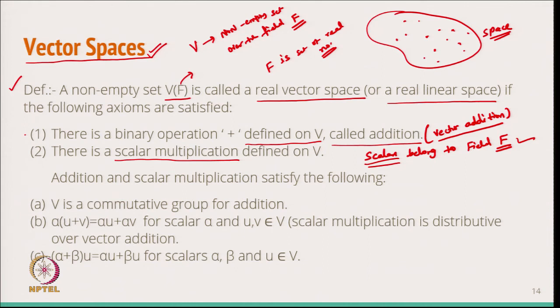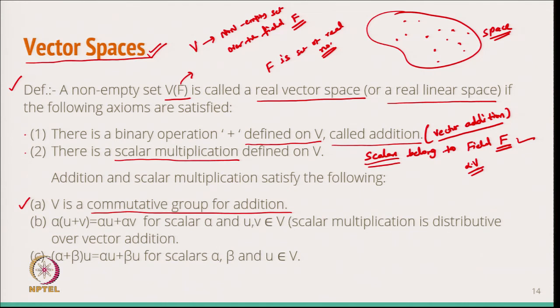The vector is already there. Scalar multiplication means I multiply a scalar, suppose we call it alpha, with a vector V. That is called the scalar multiplication of a scalar with a vector. Now, after defining these two, addition and scalar multiplication, they must satisfy the following conditions. The first one is that V is a commutative group under addition.